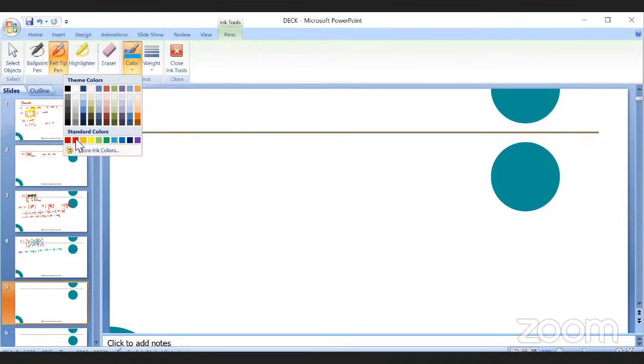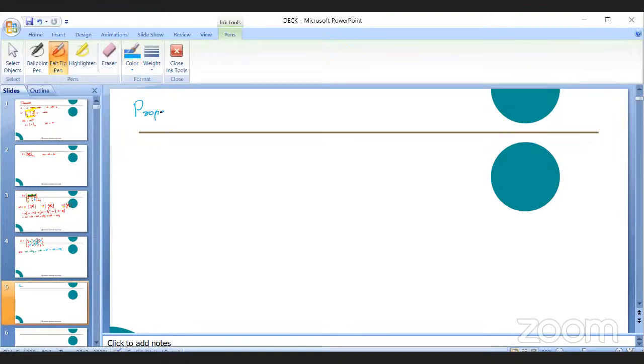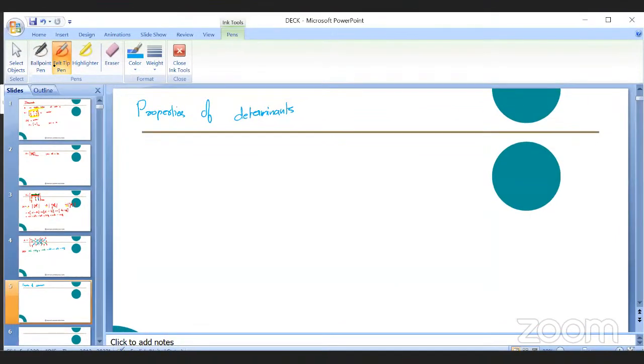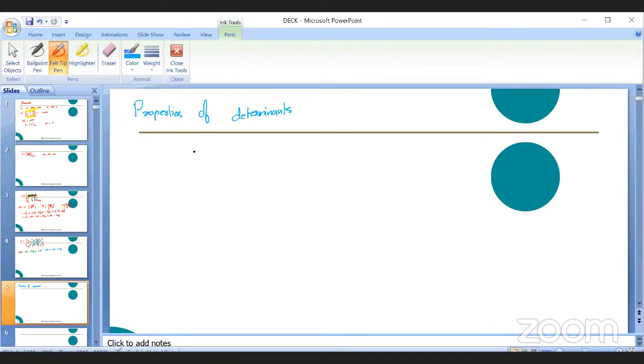Let us see what the properties of determinants are. Some determinants will be very difficult, but if you use the properties, you can make them easy. That's why you must understand these properties. Actually, I'm taking only 4 important properties. What are the 4 important properties?